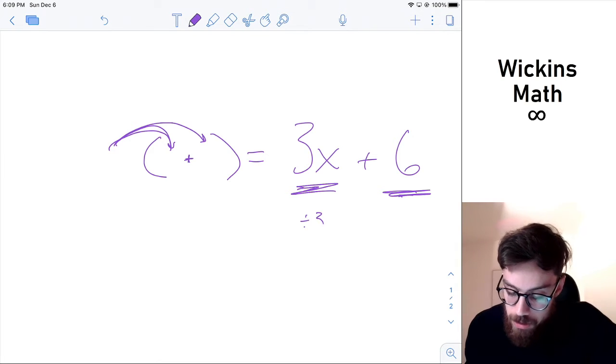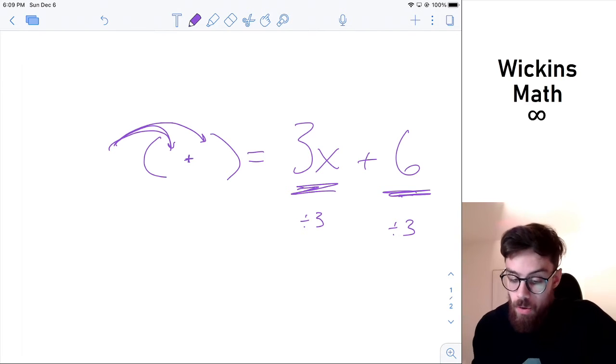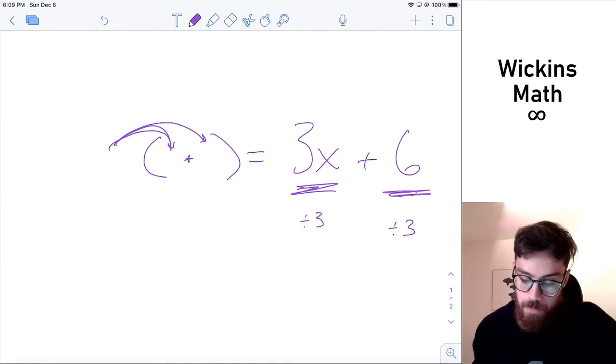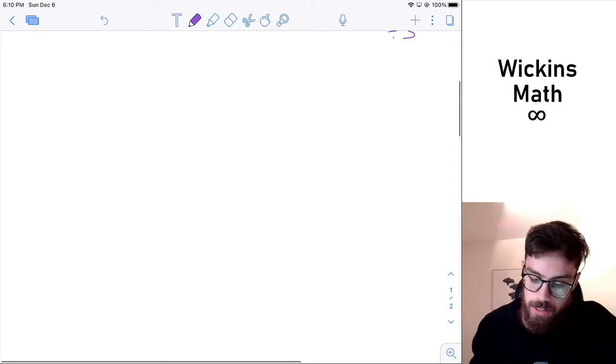3x can be divided by 3, and 6 can be divided by 3 as well. So you're able to see that, oh, I can take a 3 out of both places. Okay, let's maybe start moving a little bit faster here, right? Let's look at another example.